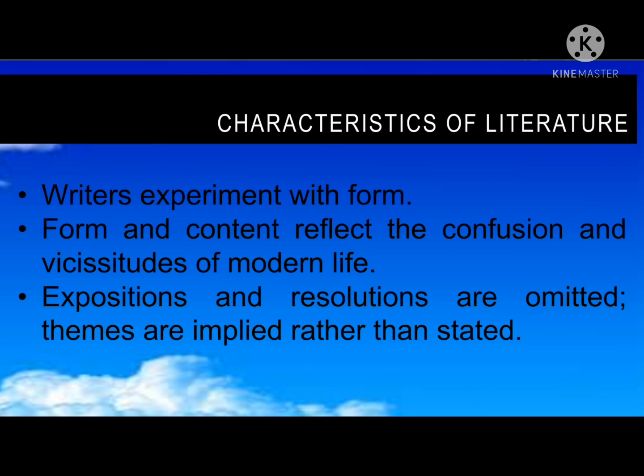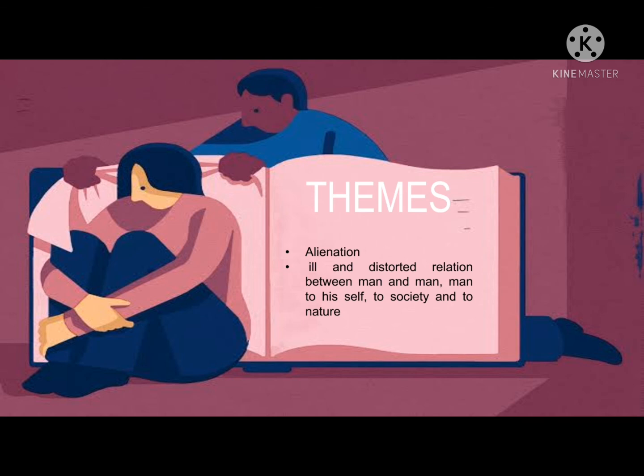Here, expositions and resolutions for stories or written literary works are taken away, mainly having its theme implied rather than only stated. Its theme revolved around the idea of alienation, maybe about how modern life is quite miserable for some, that they felt apart from society. It also showed the vast relationship of man to himself, to society, or to relationships that tend to be ill or distorted in some ways.